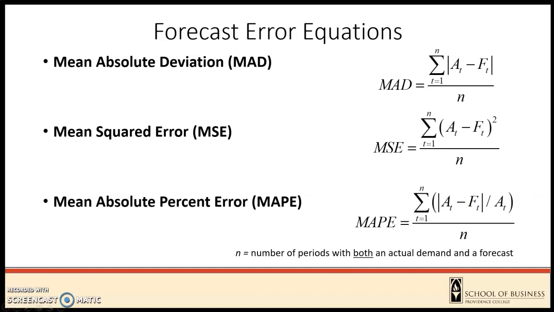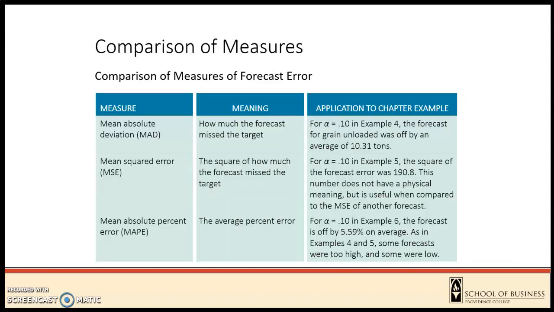And let's take a look at them. The mean absolute deviation, what is that doing? That's telling us how much the forecast missed the target. If you look in your book in example 4, they were talking about grain, and they were off by 10.31 tons. So it's an actual physical number. So what is the mean squared error? It's the square of how much the forecast missed.